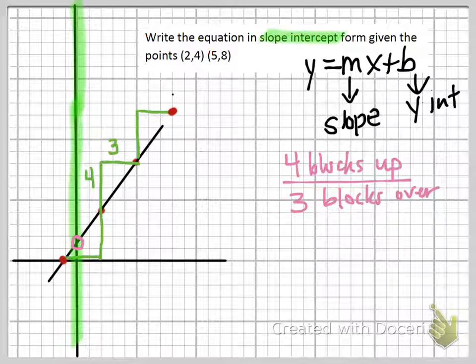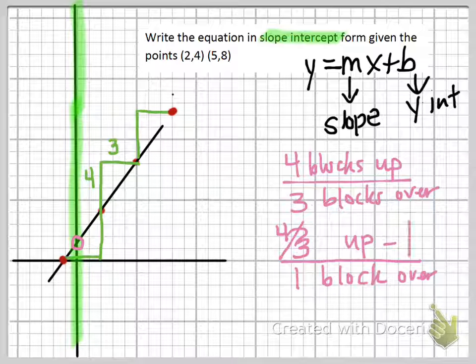Now, this would be helpful to us if it was more of a unit rate. So, my question is, how many blocks up for 1 block over? Well, if we think about proportional reasoning, what do I do to 3 to get to 1? I would divide it by 3. So I need to take the 4 and divide it by 3. 4/3. What's another way to write 4/3? Oh, 1 and 1/3.